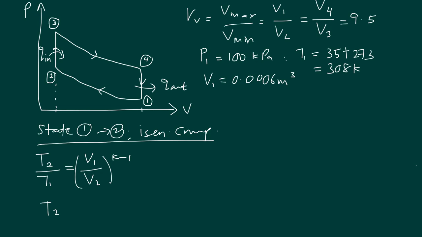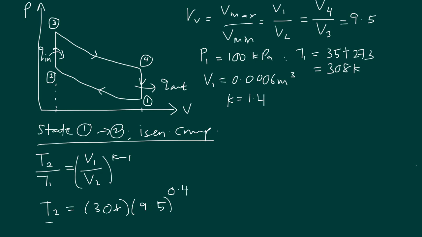And according to the question, you may use constant specific heats. So we take the K for air to be 1.4. So T2 here is equal to your T1, which is 308 Kelvin, times your compression ratio, which is 9.5, taking K as equal to 1.4. So now it is 0.4.